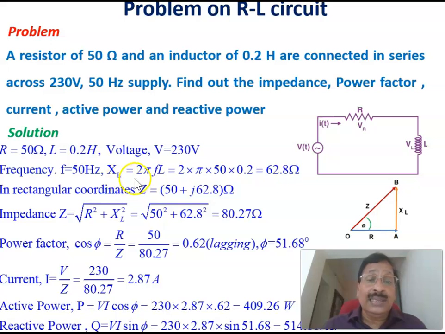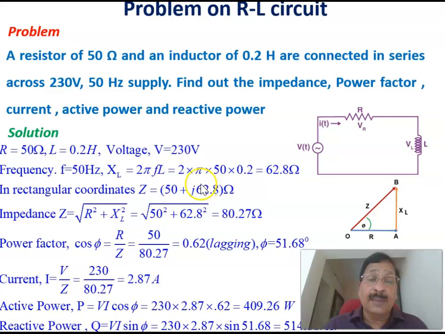Then you can calculate the inductive reactance XL, which is equal to 2 pi F L, which is equal to 62.8 ohms. Now in rectangular coordinates, as we have seen, the impedance is equal to 50, the resistance, plus j 62.8 ohms. This is the impedance, 50 plus j 62.8.